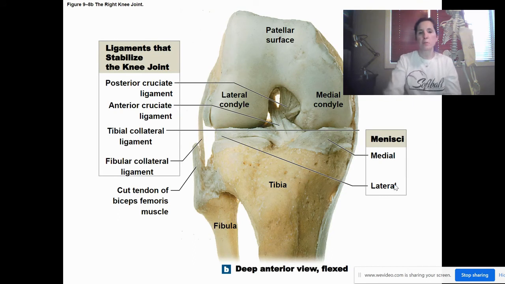Looking deep, so we pulled that patellar ligament off so we could see. Here's the patellar surface. Here's your condyles of the knee. And then now you can see in the back, look at this for me. The back is the posterior cruciate and the anterior is on top of that posterior. So sometimes kids have a hard time looking anteriorly and knowing which one's the anterior, but it is anterior. Okay, it's in front of the posterior one.